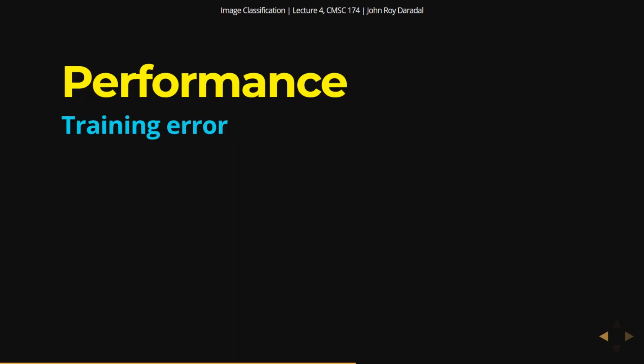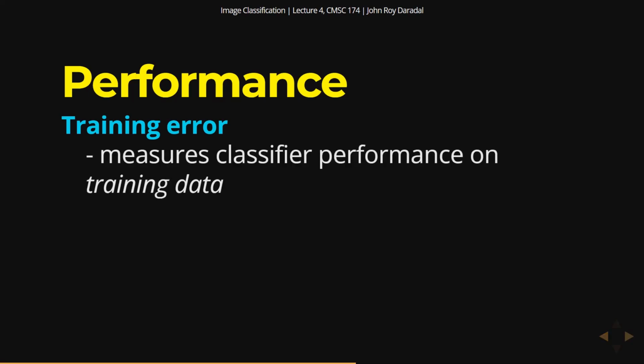Now there are 3 different types of errors that we are interested in, and they are related to the 3 different types of data sets. So you have the training set, validation set, and test set. So you also have the training error, test error, and validation error. So let's start with the training error. The training error measures the classifier performance on the training data. So you basically evaluate how well your classifier is doing on the training set, right?